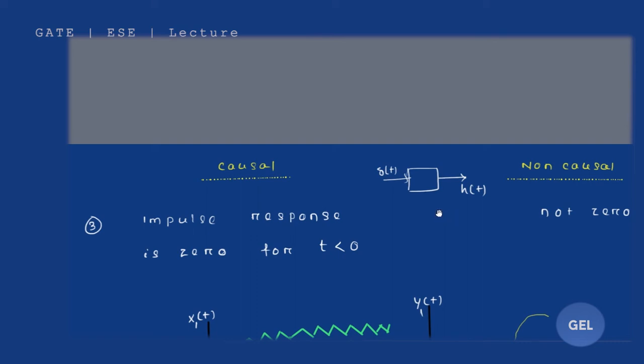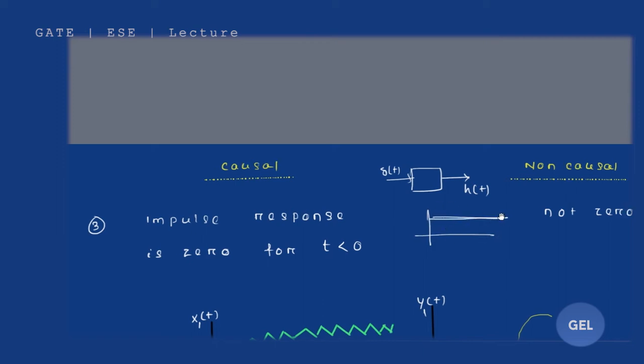Causal system, we studied causal signals, right? What is a causal signal? A causal signal only takes values on the positive side. That means whatever the response of the system will be, it is not going to be defined for t less than 0.